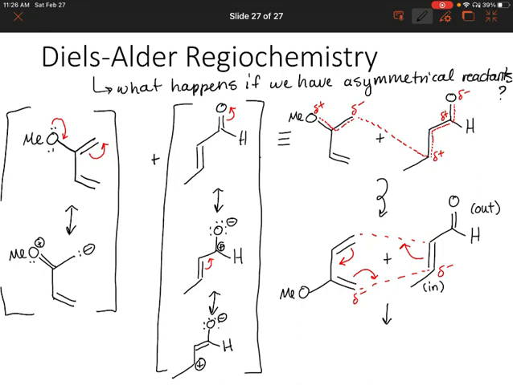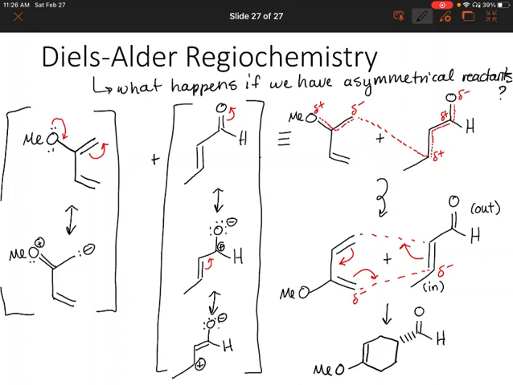Okay, and then what about that methoxy group? Well, that doesn't really matter because it's going to be on a double bond, so it doesn't have any stereochemistry. Okay, so in our final product, we have our cyclohexene ring. Again, the methoxy group is on a double bond or an sp2 hybridized carbon, so it's not going to be in a wedge or a dash, it'll just be planar.